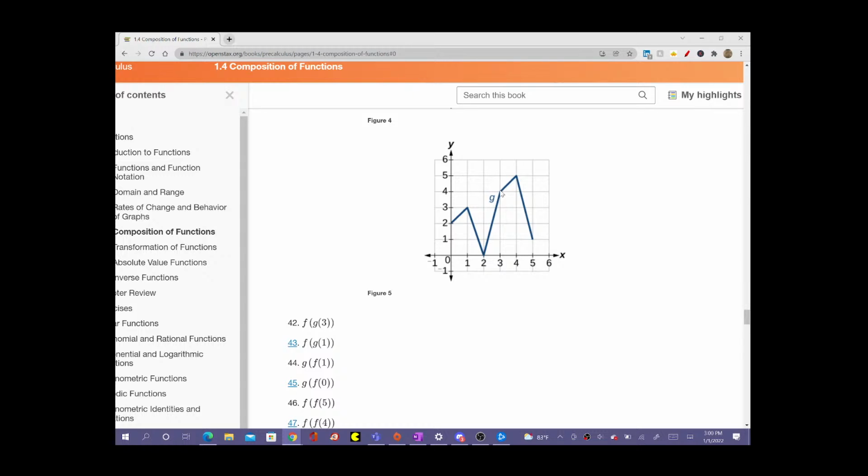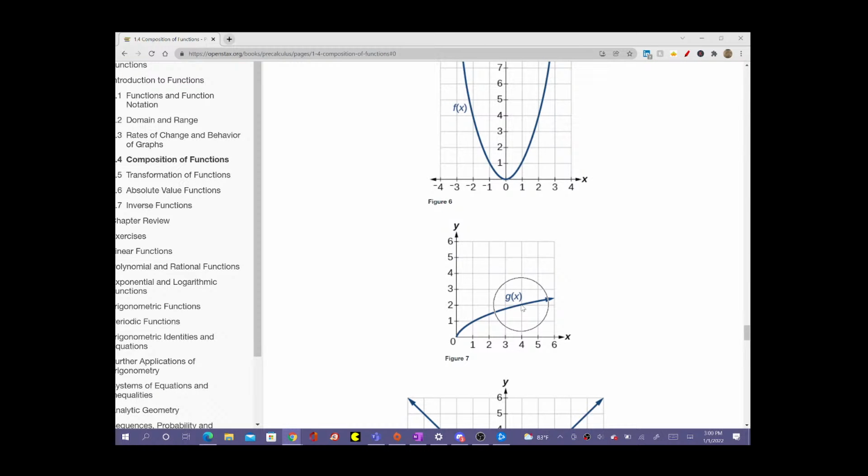Similarly, if we do g of f of 1, so f of 1 is 1, so g of 1 is 1. G of f of 2, first we find f of 2, right? So f of 2 is 4. And then g of 4, which is right here, is going to be 2, right? It's like a pattern. You have to find what it is.